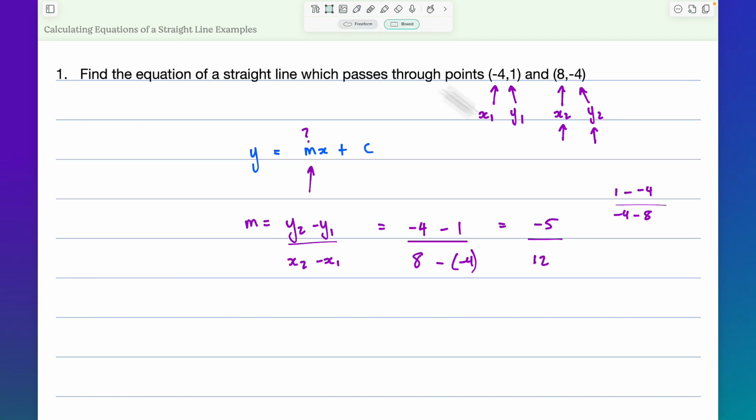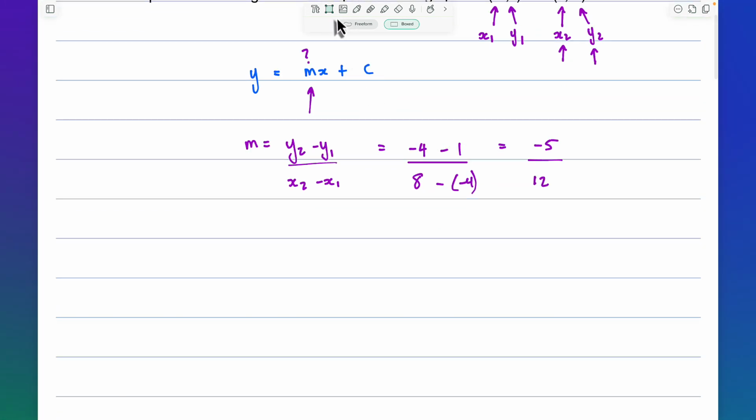So it doesn't matter which one your point 1 is, which one your point 2 is, as long as you stay consistent with which one you start with. Okay, cool. So now we have our gradient. Perfect. That's usually the biggest step that we need to accomplish here. So we now have m is equal to -5 over 12.